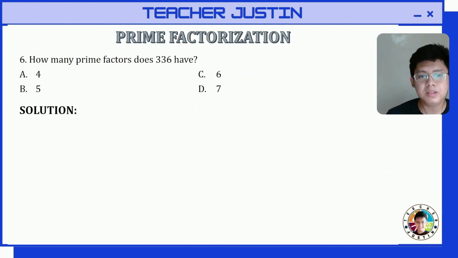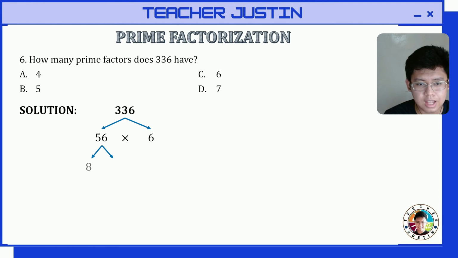Okay. How many prime factor does 336 have? Okay. So, para masagutan natin tong item na to, ang gagawin natin is kopyahin si 336. Then, let's get the prime factors of 336. So, factorin natin siya. So, one of the factors of 336 ay 56 times 6. Pwede pa nating i-factor si 56. That will be 8 times 7. And si 6 naman, 3 times 2.